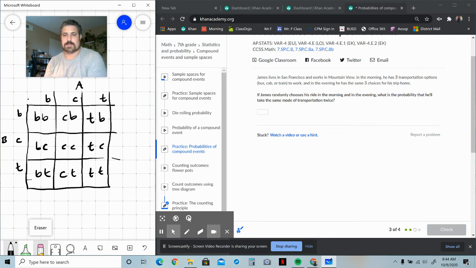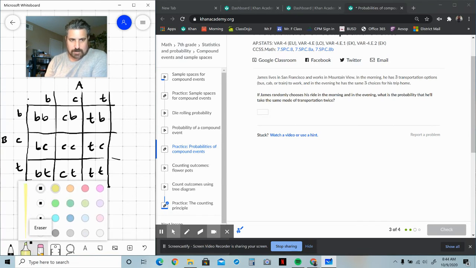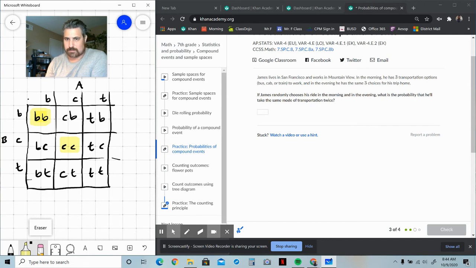Okay, so it says, what's the chance that it's going to be the same? Now, we can see clearly that here's bus and bus, here's cab and cab, and here's train and train. Those are where it's going to be the same, so it's 1/3, right? 3 out of 9. So that would be the answer.